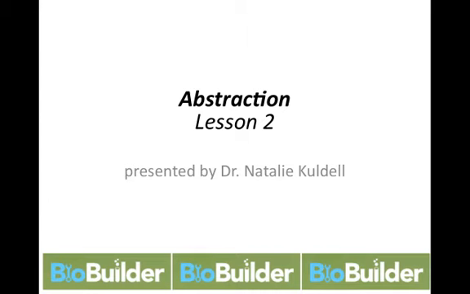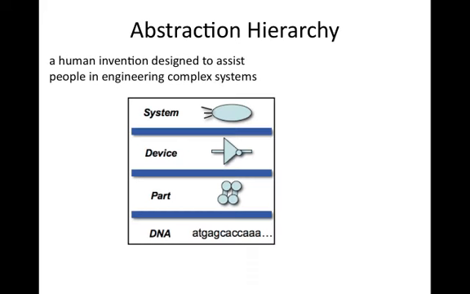This is the second of the two lessons on abstraction. The first one talked a little bit about other engineering disciplines and the notions of abstraction for forward and reverse engineering. Today what I'd like to do is apply the abstraction hierarchy that we began last time to biology and walk through the different layers of this hierarchy and give some examples.